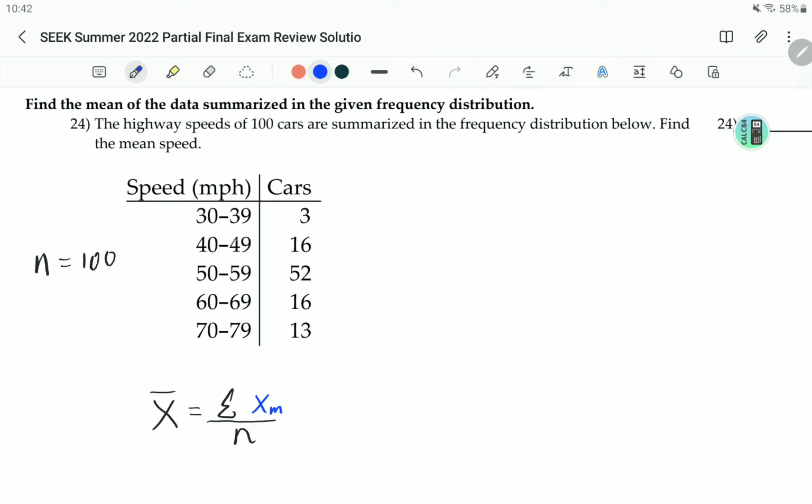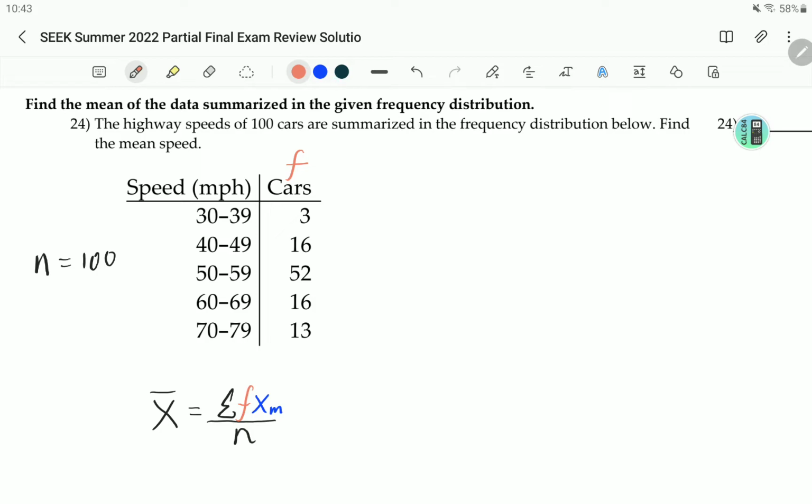And if you notice, each class has a different frequency, and the frequencies are all greater than 1. So when I'm finding the mean of a grouped frequency distribution, you must also consider the frequency of each class. So F is going to be the number of cars that are going these speeds, miles per hour. And we have to find the midpoint of each class.